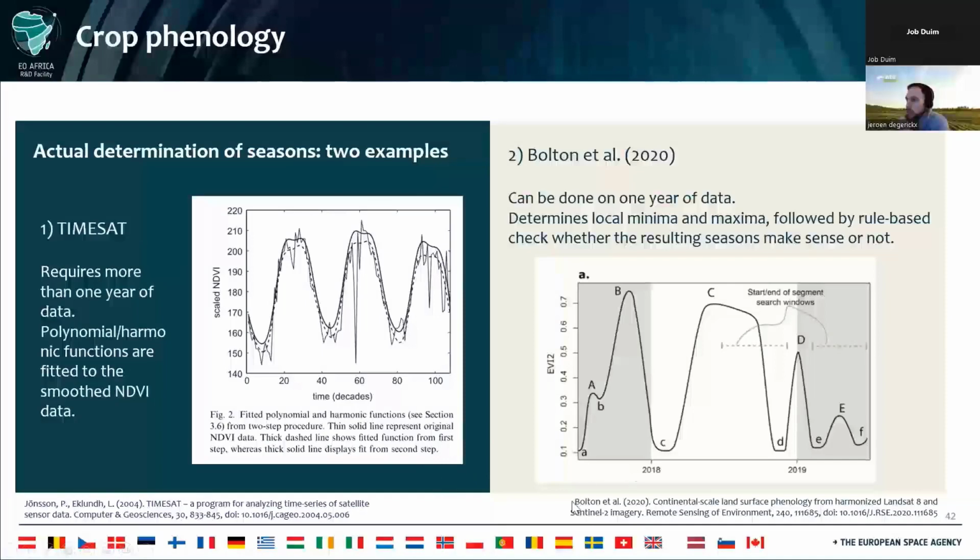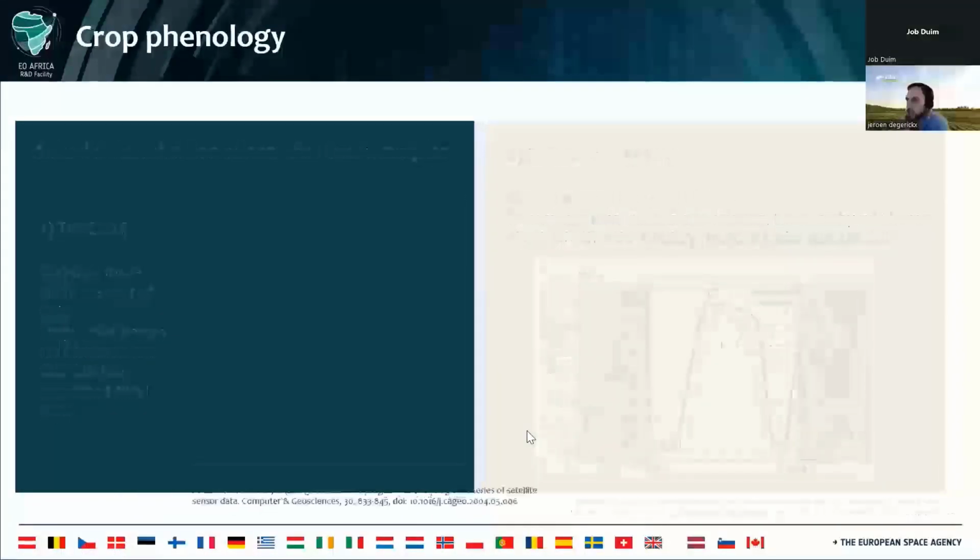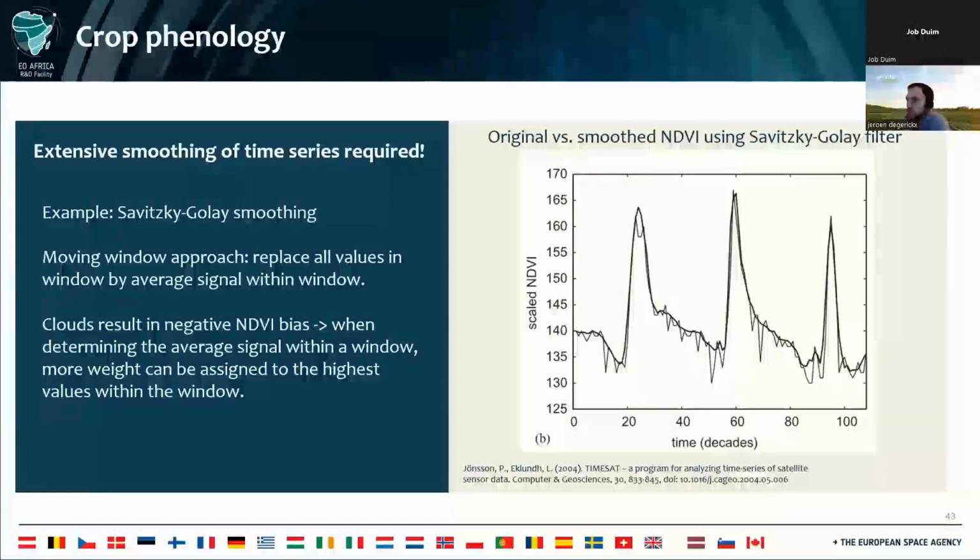If you want to learn more, there's this link to this paper here, which nicely illustrates this. Just mentioning that if you want to do crop phenology detection, you really need to make sure that you start from a very clean time series. So sometimes additional smoothing is done before growing season detection to make sure that you don't confuse it with some remaining cloud artifacts in the time series.